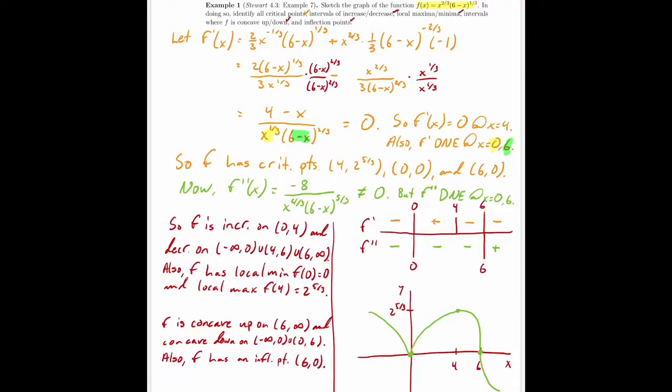So right here, this is not something we're used to seeing, but we actually have a vertical tangent line right here. That's why the derivative doesn't exist there. And right here, I think it's a little bit more obvious. We've got a cusp. But the vertical tangent line, that's not something we see all that often. Okay, and this is the curve y equals f of x. So that's how you get your sketch.